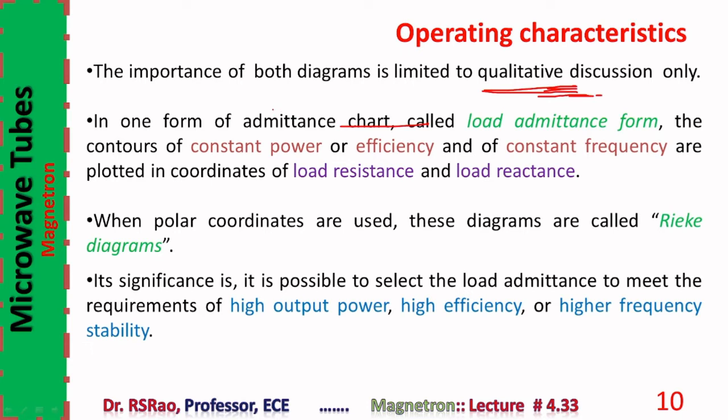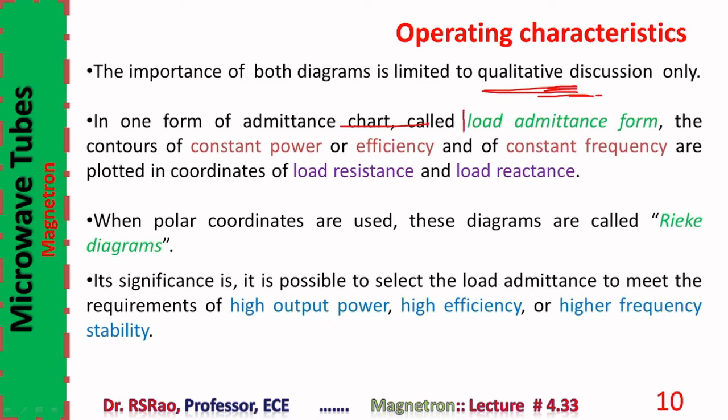In one form of admittance chart, called the load admittance form, the contours of constant power or efficiency and of constant frequency are plotted in coordinates of load resistance and load reactance.